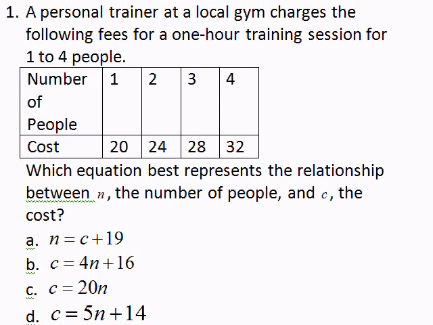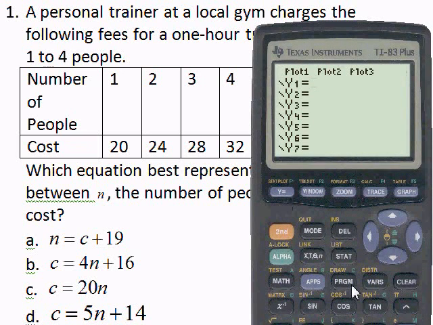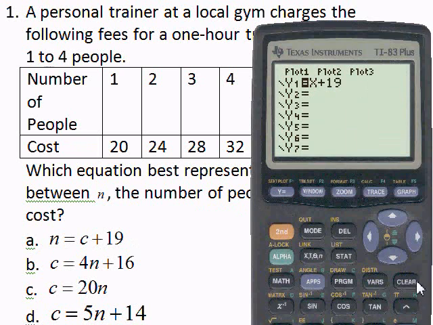There is a faster way, and that faster way is to grab your calculator, go to your y equals, type in the equation, except we can't use n and c, so I'm going to call this one y and x for that first example. And I'm just going to type it in exactly what it looks like, x plus 19. And I go to my table, which is second graph, and I see if my table matches theirs. You'll notice the tables don't match, so the first answer choice isn't it. So we go to the second one, 4x plus 16.